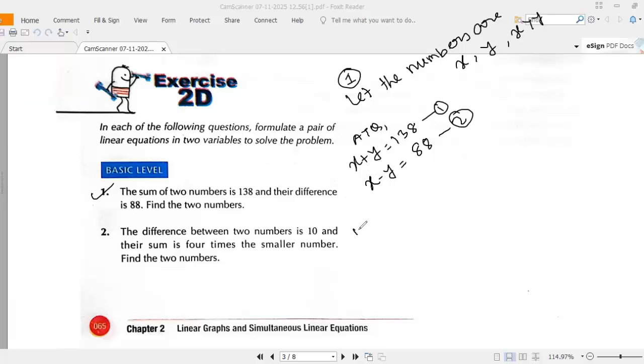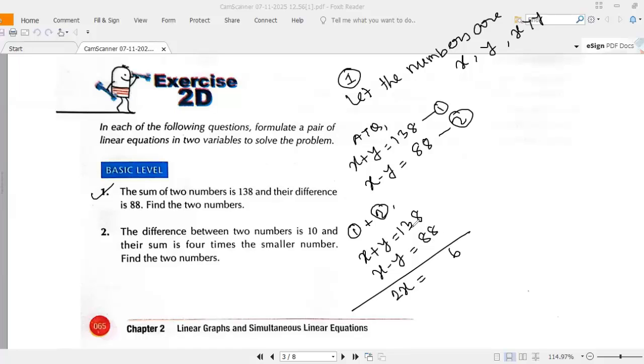So how can we solve? Just add equation 1 and 2. We can easily solve these two equations. That will be x plus y equal to 138 and x minus y equal to 88. Now solve. If we add, y minus y will be 0, x plus x will be 2x. And if we add 8 plus 8, 16, we have 1. 8 plus 4, 12, we have 1. So 1 plus 1, 2.